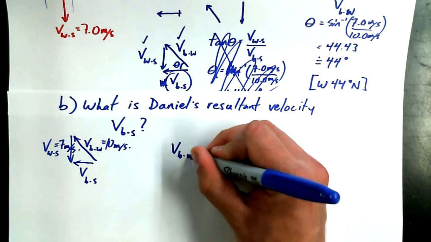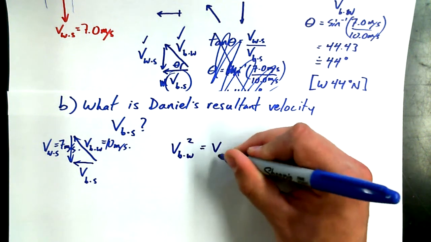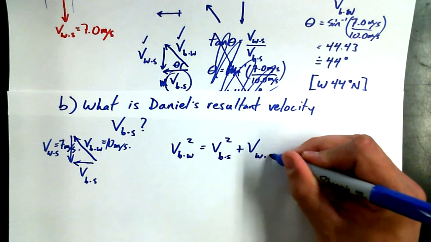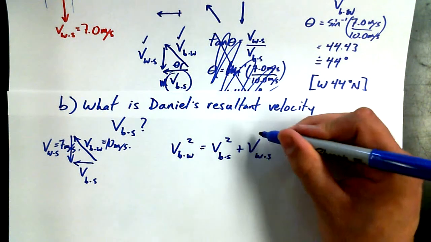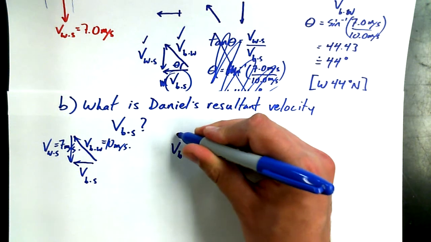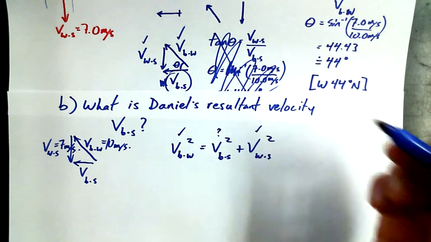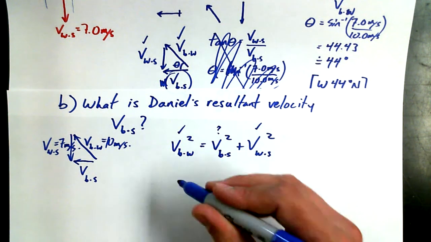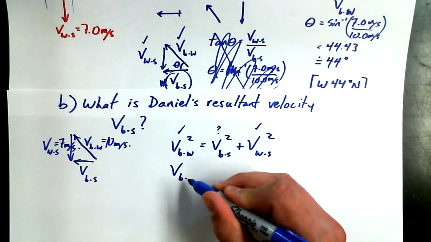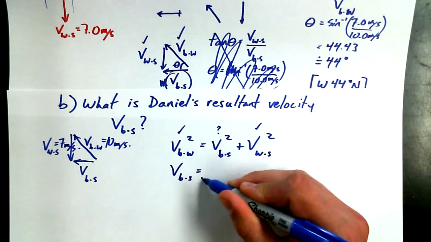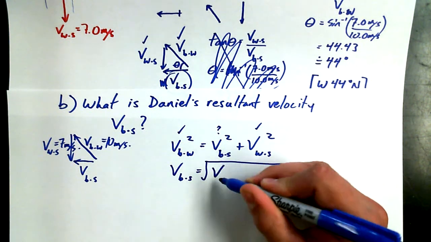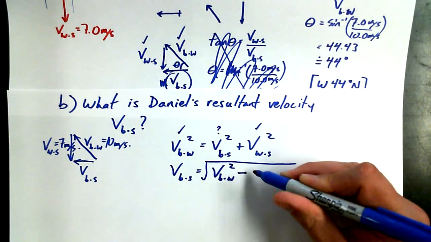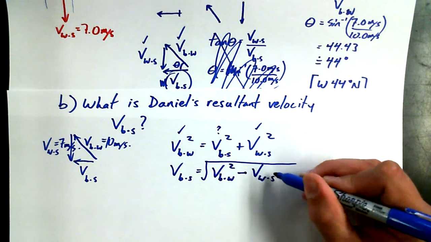Velocity of the boat relative to the water squared is equal to the velocity of the boat relative to the shore squared plus the velocity of the water relative to the shore squared. I know this one, I know this one, and I want to know this one. So I've got to isolate it before I sub in my values. So VBS is equal to the square root of the velocity of the boat relative to the water squared minus the velocity of the water relative to the shore squared.